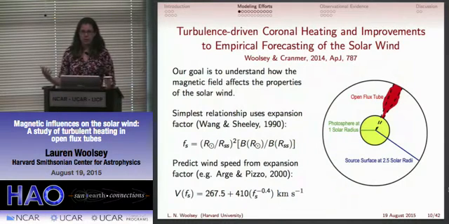So the first paper that I'm going to sort of go over, which is the foundation of the next steps, is our parameter study of looking at turbulence-driven coronal heating and trying to improve the current use of empirical forecasting for the solar wind. So the primary goal is to understand the real relation between magnetic field profiles in flux tubes and the solar wind properties coming out of these flux tubes.